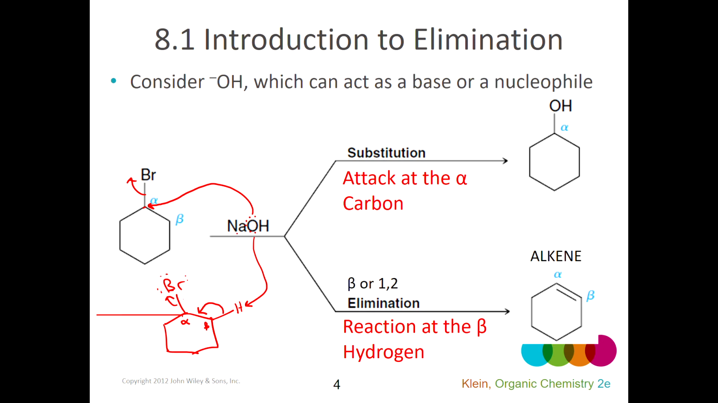So it depends in part on randomness, like where is this going to collide? Is it going to be drawn into the carbon? Is it more likely to collide at the beta proton? So we're going to talk about factors that affect that and how to predict what's going to happen there.